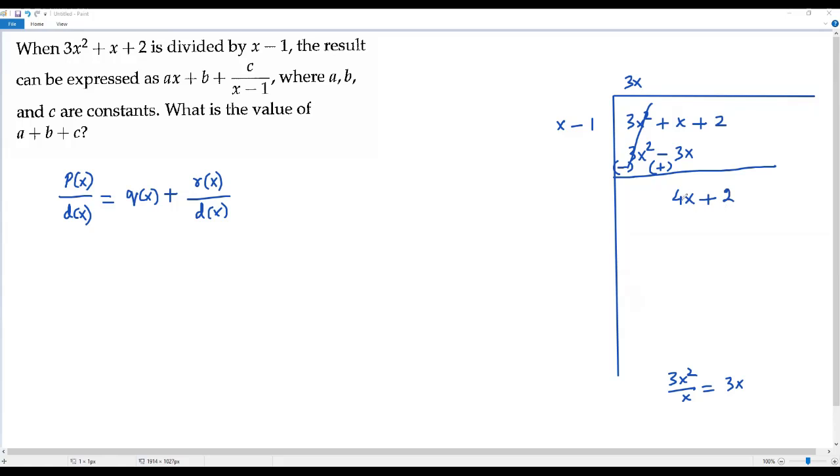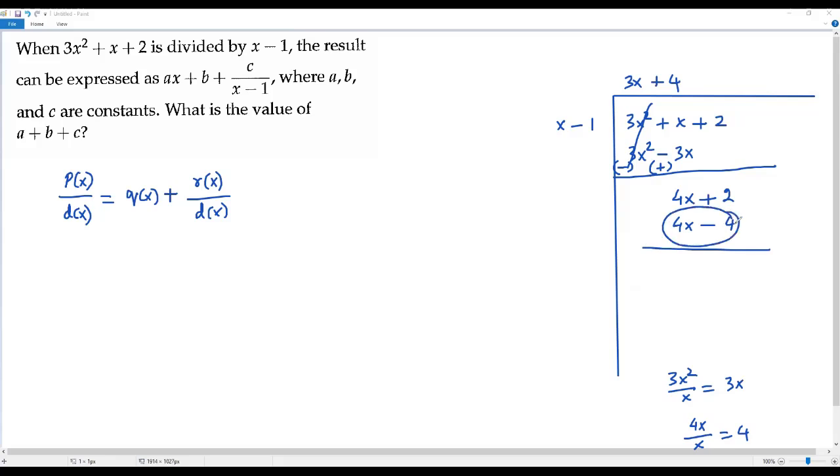In the next step, I divide 4x by the first term of the divisor. When I divide 4x by x, I get 4. So I write this +4 at the top. Here I got the same exponent for the variable x in numerator and denominator, so I should not continue this process anymore. Now I multiply x − 1 by 4. Multiplying x by 4 gives 4x, and multiplying −1 by 4 gives −4.